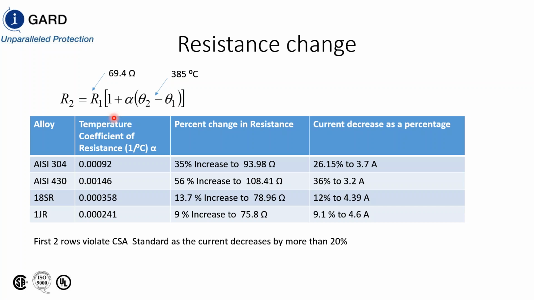The final resistance in this scenario is a 35% increase, so the 69.4 ohm resistor at the elevated temperature of 385 degrees C is 93.98 ohms.